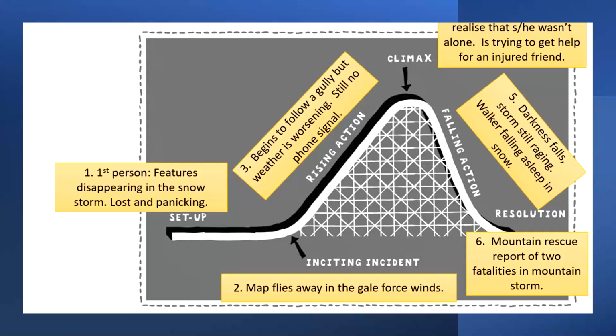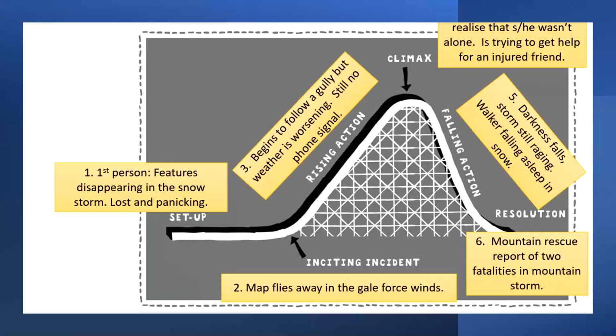Then when I get to the climax, I'm going to have the reader realise that actually the walker, our main character, wasn't alone. We'd been describing them on their own up until this point, but they have actually left an injured friend behind and they're going to get help. And that's a climactic moment because you realise that someone is already in a lot more danger than even this lost walker is.